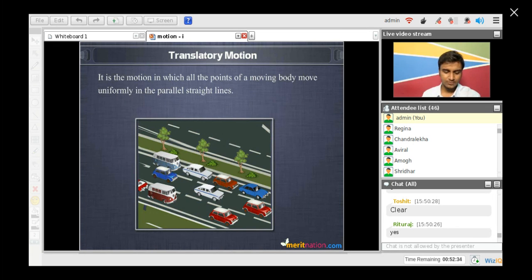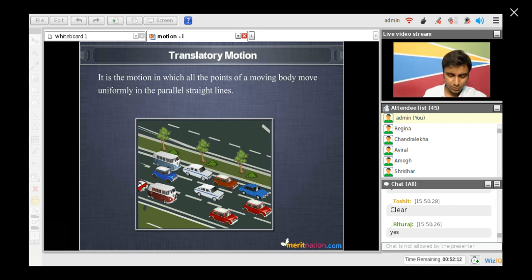Translatory motion is the motion in which all the points of a body move uniformly in a parallel straight line. It is the motion in which all the points of a moving body move uniformly in a parallel straight line. Okay, this is translatory motion.